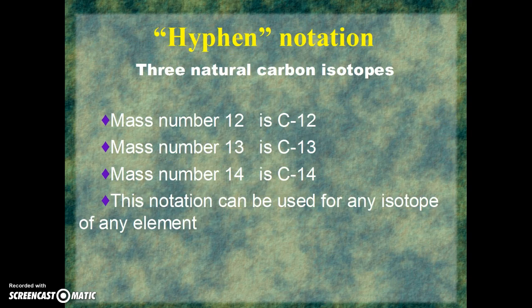Let's talk then about carbon and use the hyphen notation. Carbon has 3 naturally occurring isotopes. Carbon-12, again there's a dash between the C and the 12, carbon-13, and carbon-14. You can use this notation for any isotope of any element. For instance, uranium comes in several varieties, the most common being U-235 and U-238.